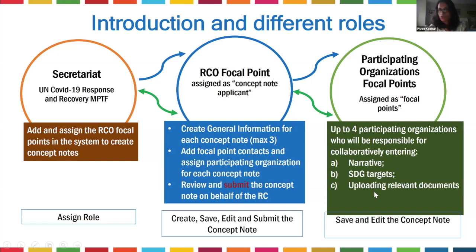The other role is that of the focal points. As you know, there are 4 participating organizations per concept note. So you will have to add colleagues to each concept note separately. You can't add them as a bulk to all concept notes because, as you can understand, the different concept notes will have different focus areas, which would require potentially a different configuration of UNCT members that are part of each of the concept notes. However, for your RCO focal points, if you wish to add them to all the concept notes that you're submitting, you could always do that as well.